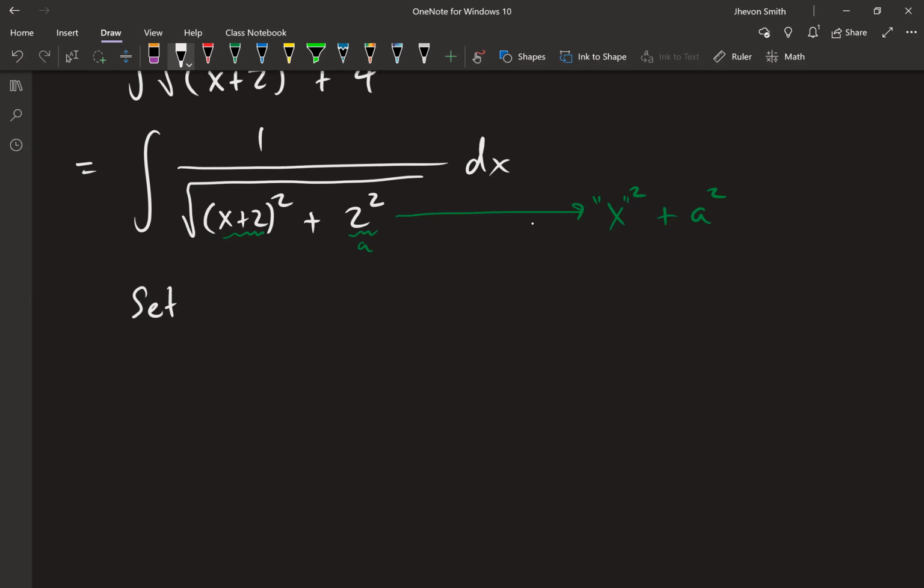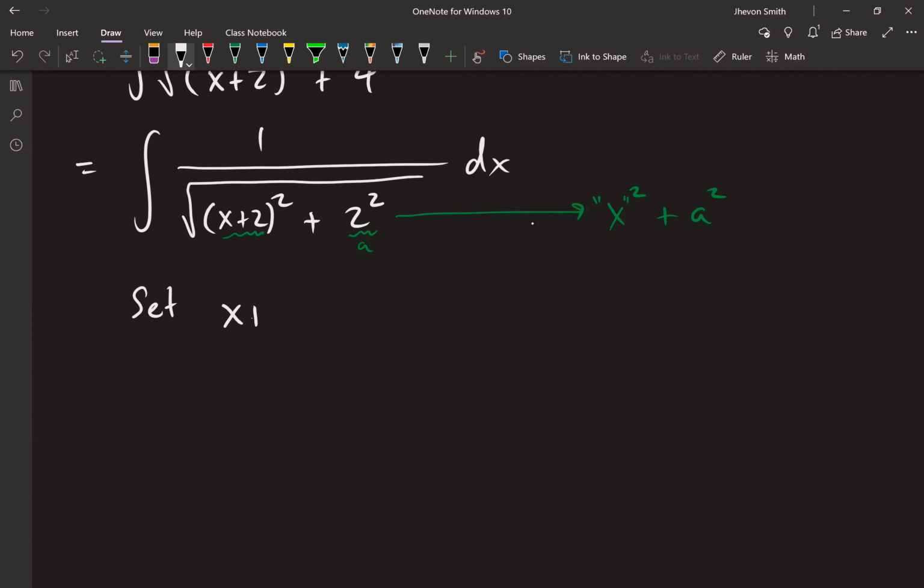x equals a tan beta. No. Nope, that's off by a little bit. I mean, tell me the specific situation. Don't give me the general rule. Tell me the specific substitution here.